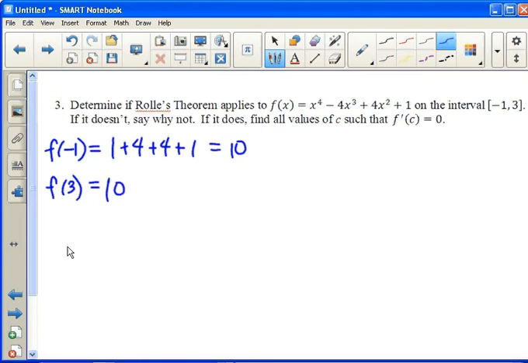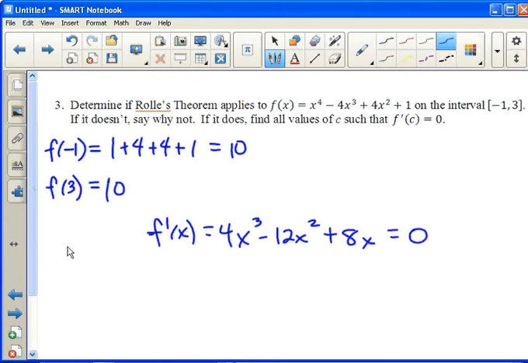Once you realize that, then your job is to take the derivative and set it equal to 0. So I take the derivative of my function, and I get 4x cubed minus 12x squared plus 8x, excuse me, and then set it equal to 0. I'll check it out and see what they all have in common, which is 4x, leaving us x squared minus 3x plus 2.